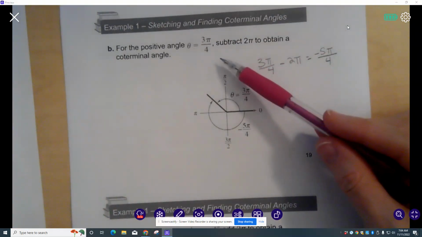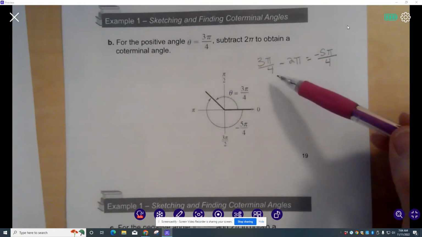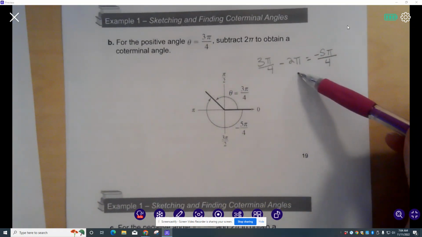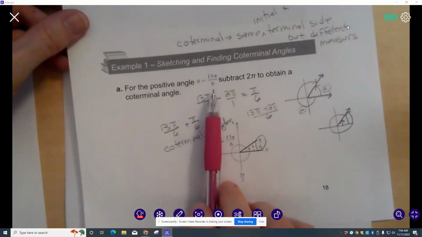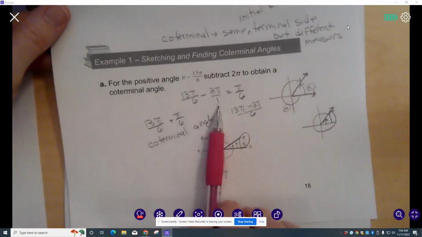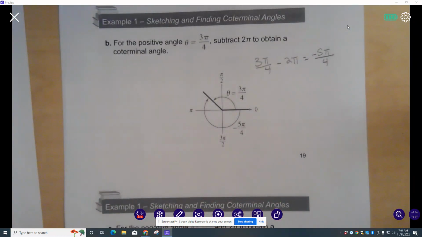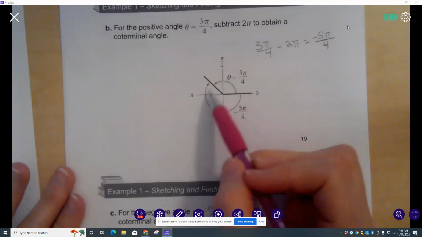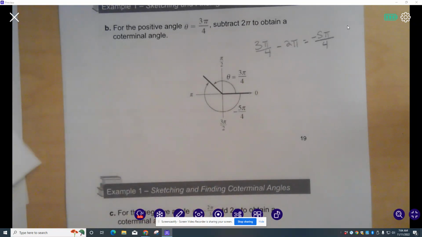So if the given angle is less than 2 pi or less than a full circle, you're going to take that angle and subtract 2 pi. The one we just did, the angle was greater than 2 pi. I guess we still did the same thing because we were getting another positive angle. So remember, coterminal angles, you can always add or subtract 2 pi to get a coterminal angle. So for a positive angle, subtract 2 pi.